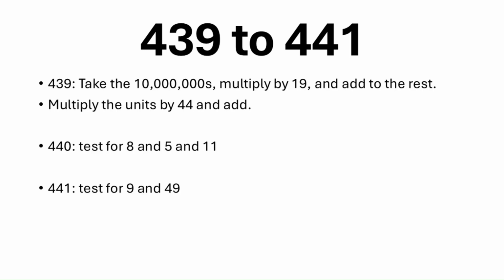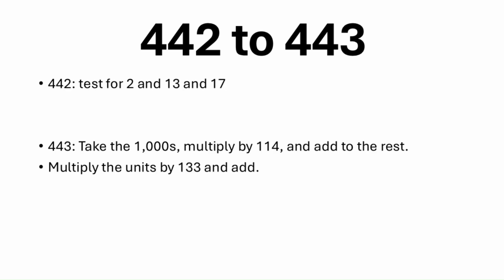439, take the 10 millions, multiply by 19, and add to the rest. Multiply the units by 44 and add. 440, test for 8 and 5 and 11. 441, test for 9 and 49. 442, test for 2 and 13 and 17.